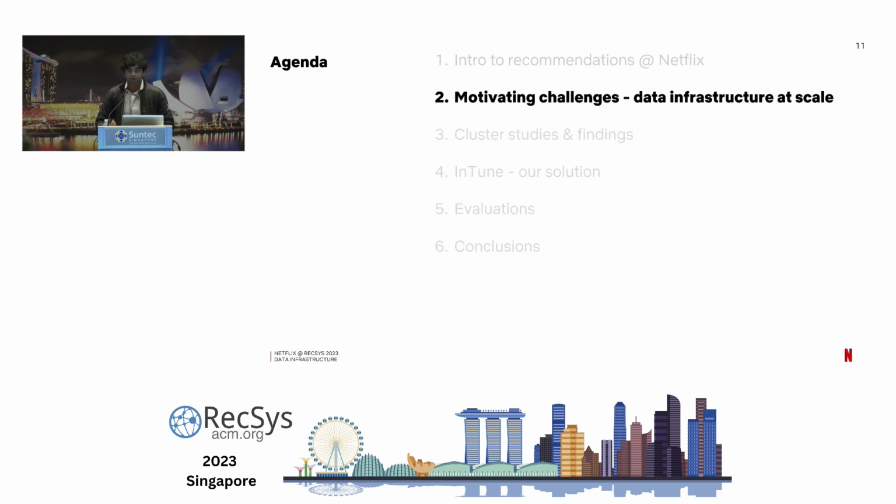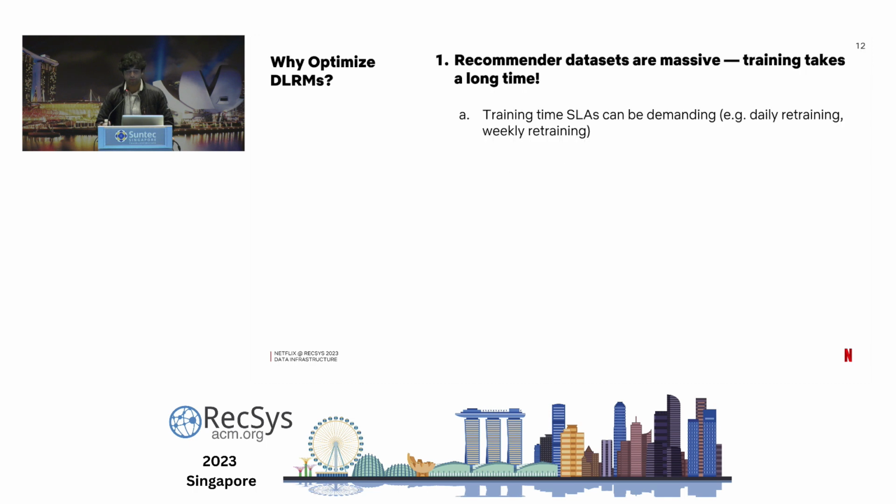Now, what kinds of challenges do we see when training these kinds of DLRMs at scale? Well, one of the main challenges we see comes down to dataset scale. Recommendation datasets tend to be massive. When you think about the amount of interactions that are generated for a popular service with millions or even billions of users, the datasets tend to be in the scale of terabytes, petabytes, or even exabytes.